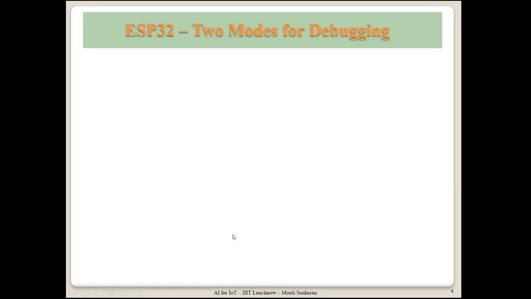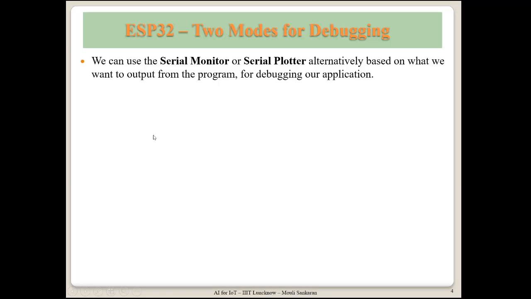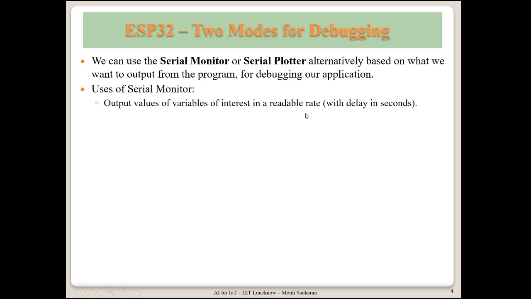Now, how do I make two modes of debugging? Serial monitor debugging, serial plotter debugging. So what is the monitor's use? Output values of variables of interest in a readable format, at a readable rate. Check the values of variables if the program logic is to be debugged. Now I want to see if this condition is happening or not, if the else is happening or not. I want to debug my program.